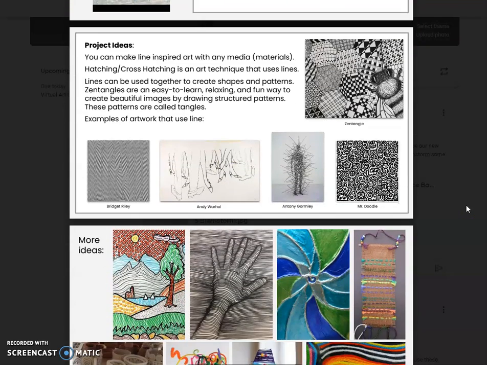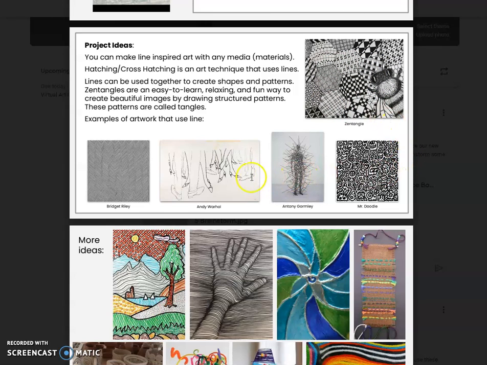Now when it comes to project ideas, there are many different things that you can do. You can make line-inspired art with any media. Hatching and cross-hatching is an art technique that uses lines, and we'll be taking a closer look at that next week. Lines can be used together to create shapes and patterns. Zentangles are an easy-to-learn, relaxing, and fun way to create beautiful images by drawing structured patterns. These patterns are called zentangles. This is an example of a zentangle that I drew, and we will talk more about that next week.